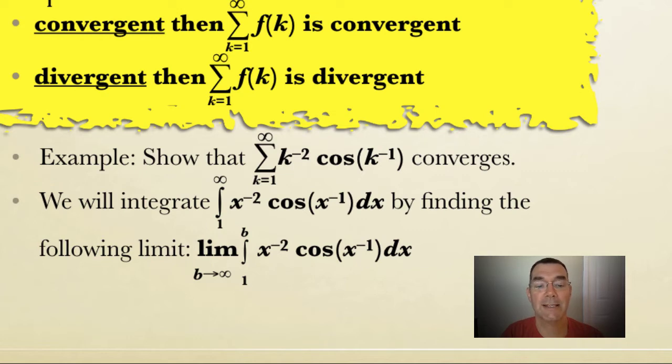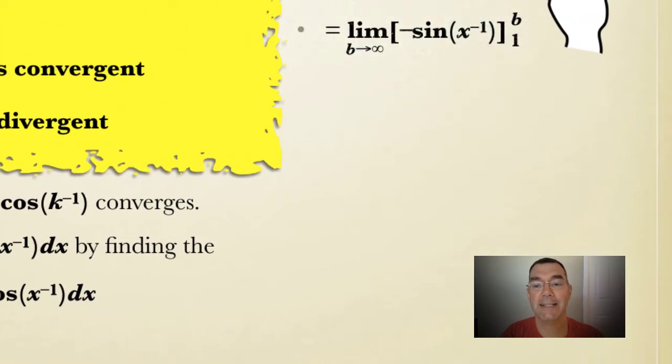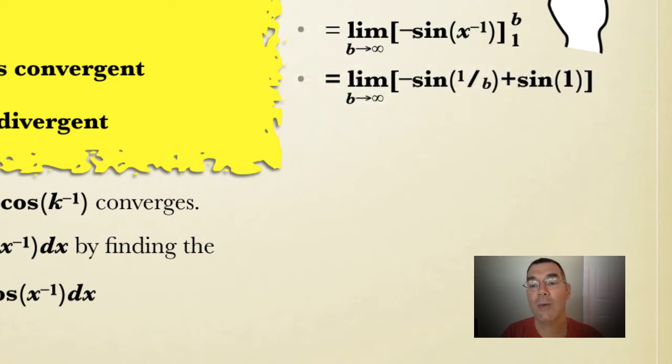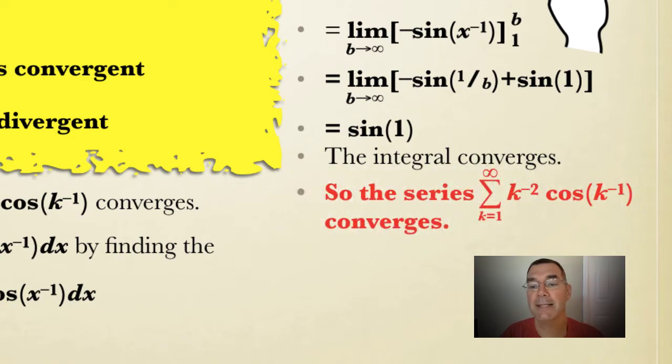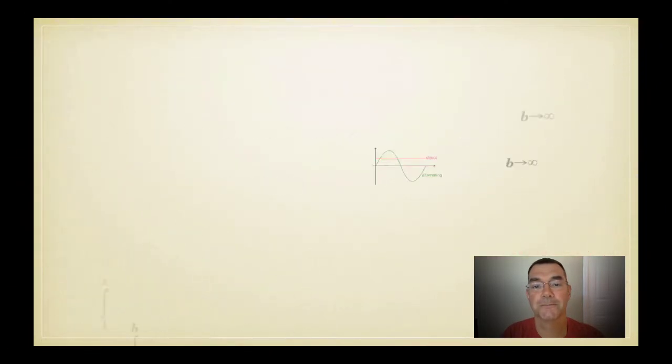Well, fortunately, that function is one that I can find the antiderivative of, and that is the negative sine of x^(-1). And if I evaluate that at 1 and b, I will get negative sine of 1 over b plus the sine of 1. And if I let b go off to infinity, the 1 over b is going to get really, really close to 0, meaning that the sine of something that gets closer and closer to 0 is also going to get closer and closer to 0, leaving me just with the sine of 1, whatever that happens to be. So since that is a number, the integral converges. That means that the series also converges.